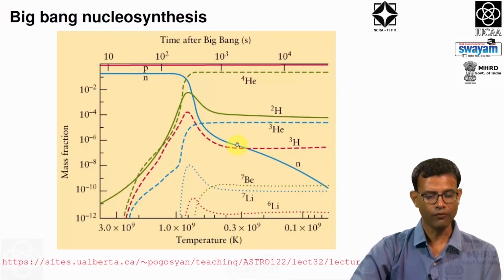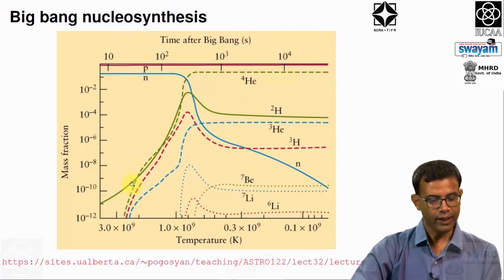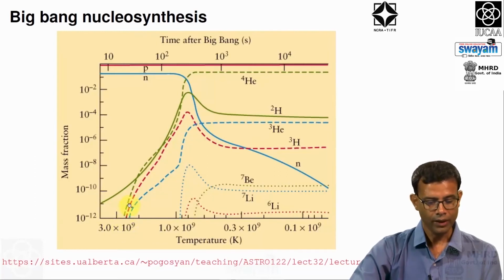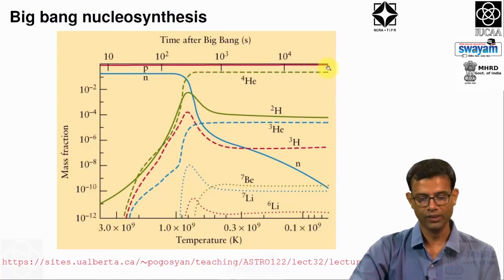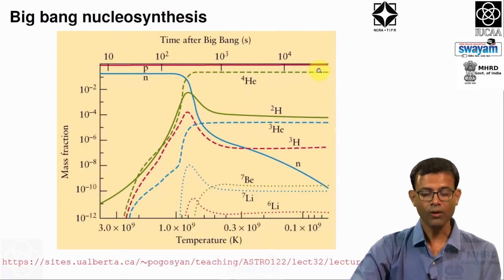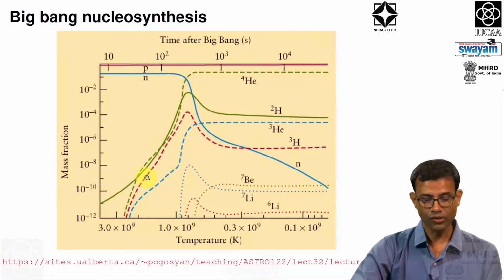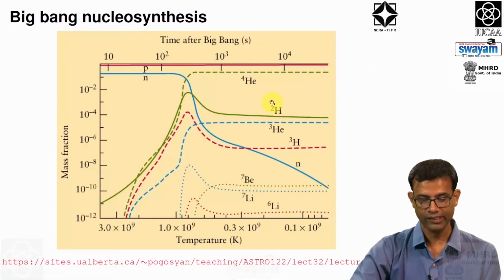Now, what about, for example, helium? At early times there is no helium, because it is not possible to form helium. Then at some point you start forming helium, and it achieves a stable value, somewhere around the 25% which we are talking about. Now, helium formation, as we said, is very closely related to deuterium formation, which is this 2H.